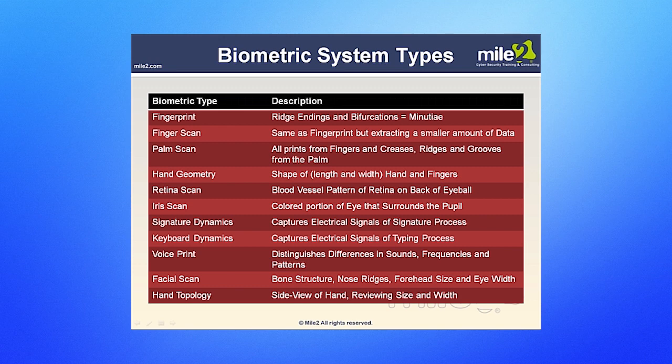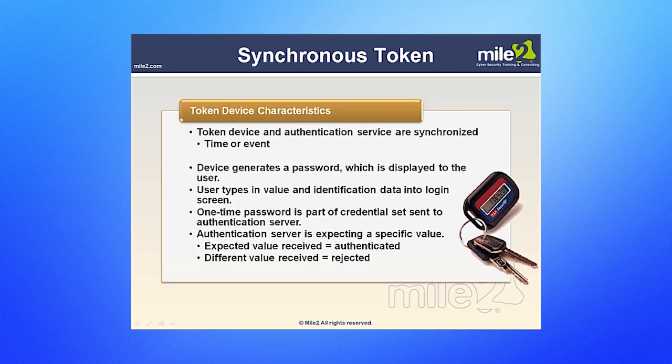Dynamic signature or keyboard, that could be the way you type, the way you sign your signature, the actual pressure and speed. Maybe voice print, the way you talk, the hand geometry. There's a lot of interesting biometric ones.